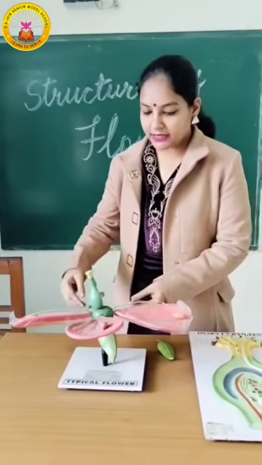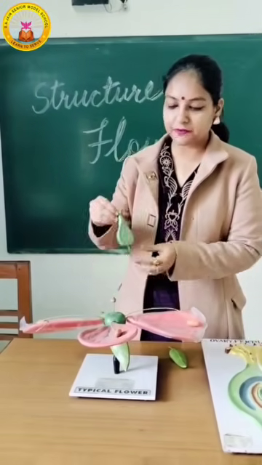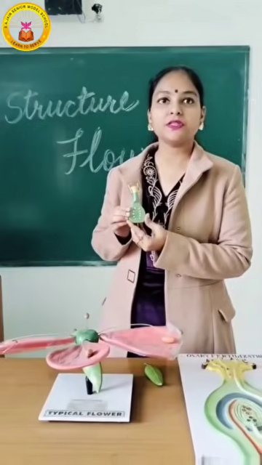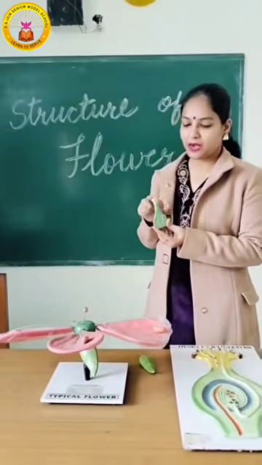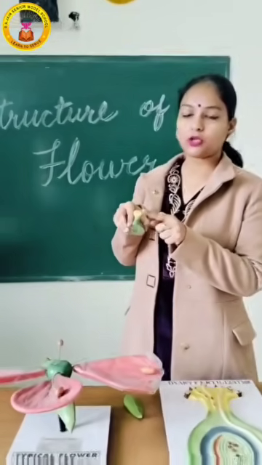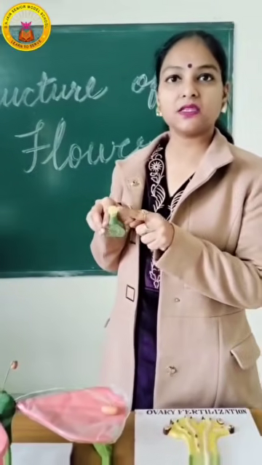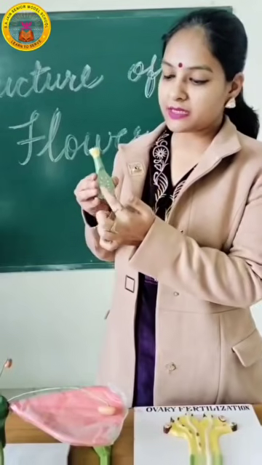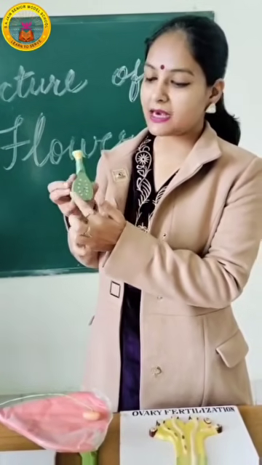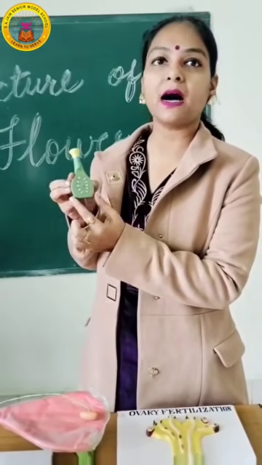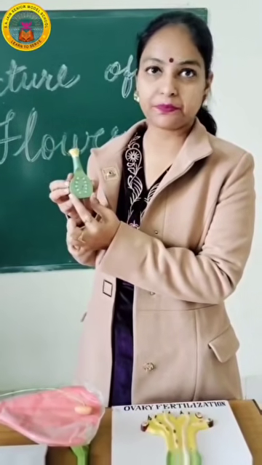petals. Next we have the female reproductive part, which is known as carpel. This carpel has three parts. You can see on the top it is known as stigma. Now center part, this long tube is known as style, and this bottom swollen part is known as ovary.